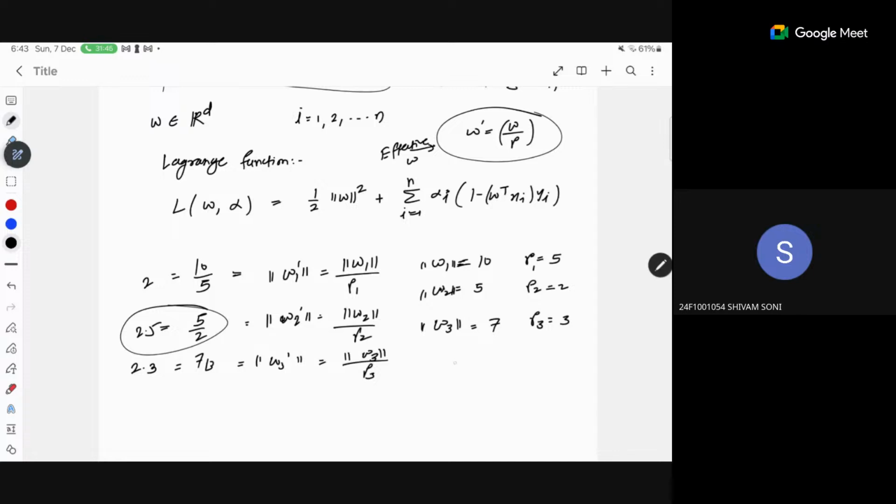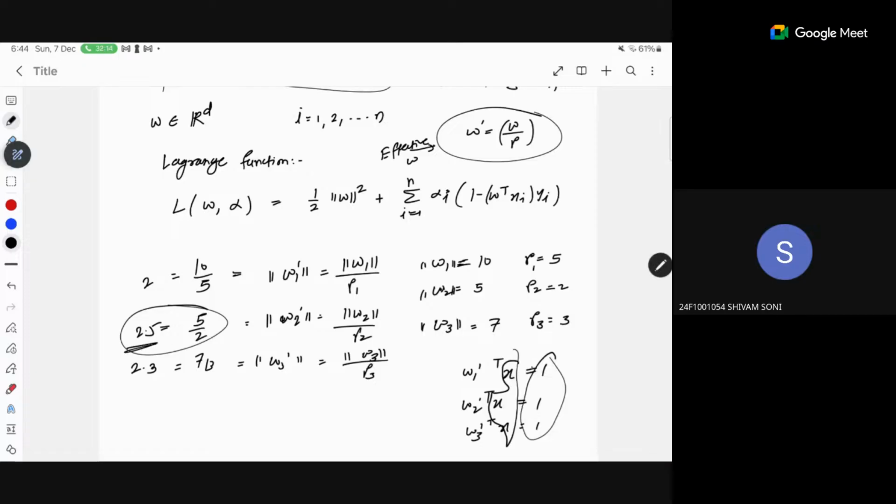Because see, my problem now becomes what? W1 effective transpose X equal to 1. W2 effective transpose X equal to 1. W3 effective transpose X equal to 1. So all my right hand side is the same, right? All my data points are the same. Then which one should I pick here?